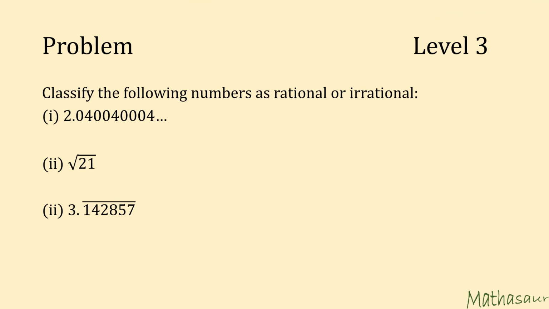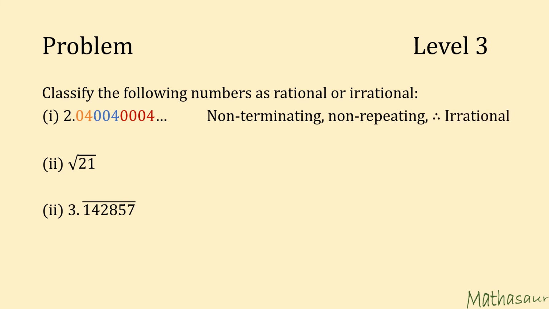Let us look at another problem. Classify the following numbers as rational or irrational. In the first part, we see that the terms after the decimal are all different. We have a 04, 004, 0004 and so on. So it is a non-terminating decimal, but it is non-repeating as well. And we know that non-terminating, non-repeating decimals are irrational.